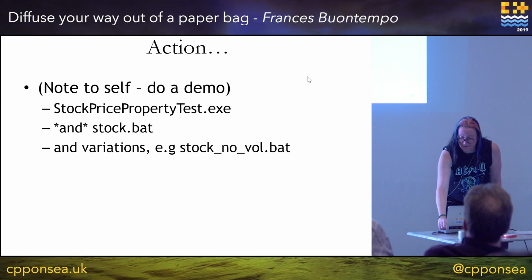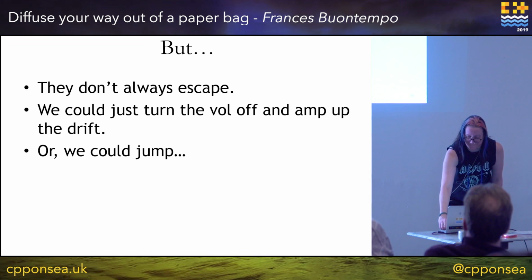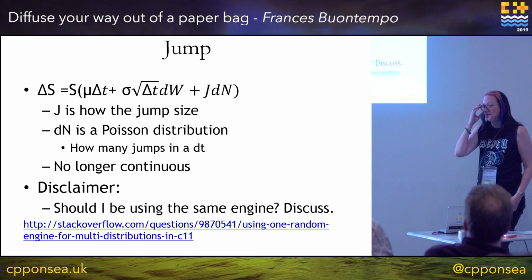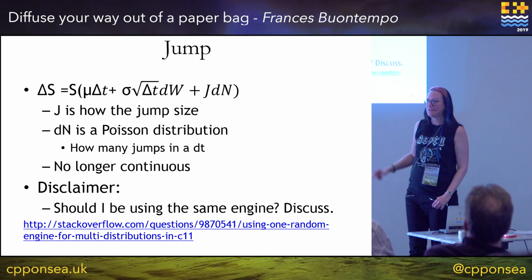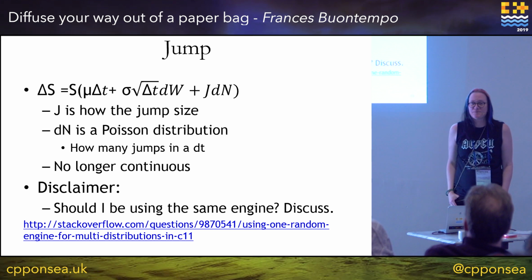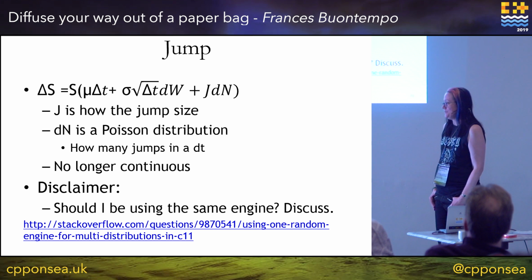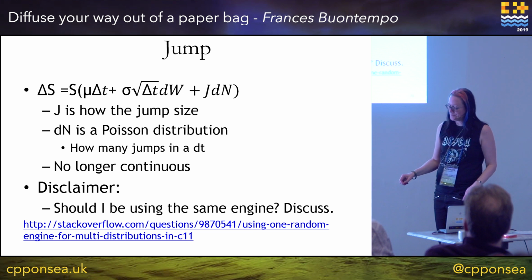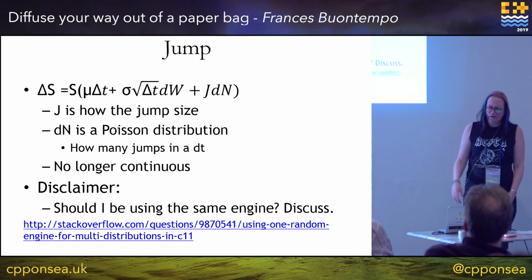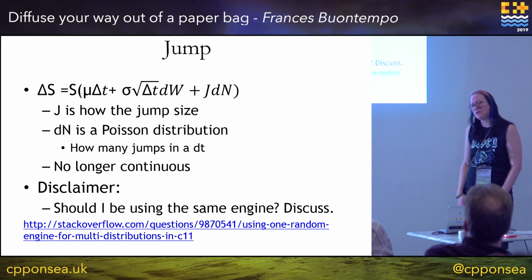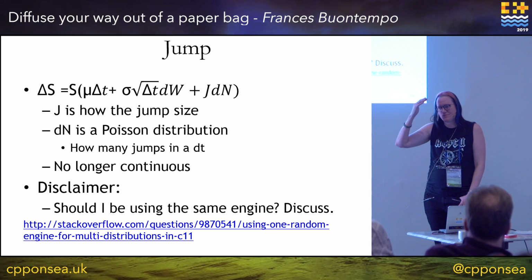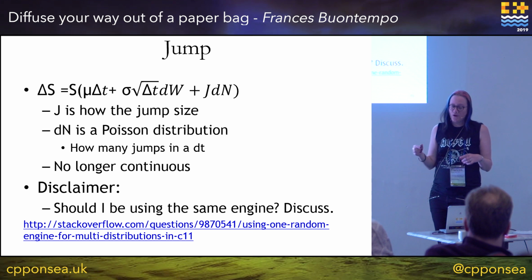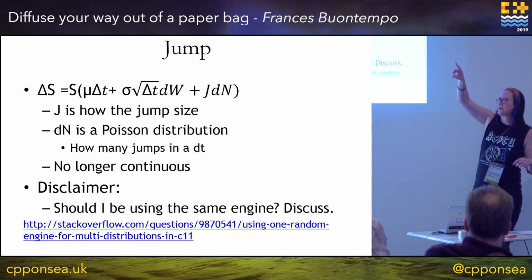So we can take the code we've got, and we can add in a jump. For those of you who are paying attention, the formula at the top is remarkably like what we had just now. We've just got this plus j dn. dn's are like the dw's, dw's with the bell curve. The dn, I don't know why they do this in the book, because it's a Poisson distribution, but I suppose it's just a number as to how many times I've jumped in a time period. So a Poisson distribution has a shape more like that.